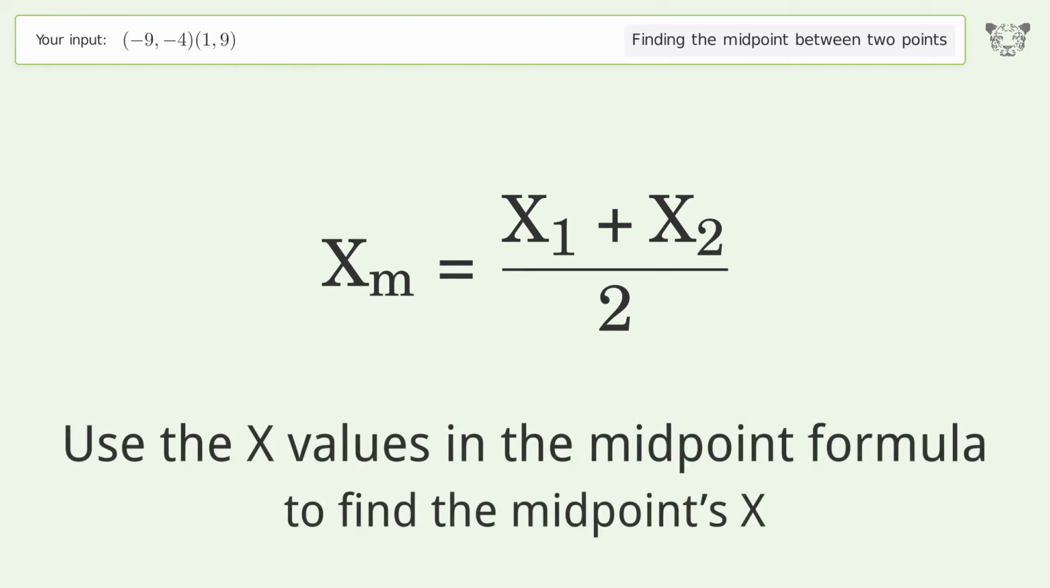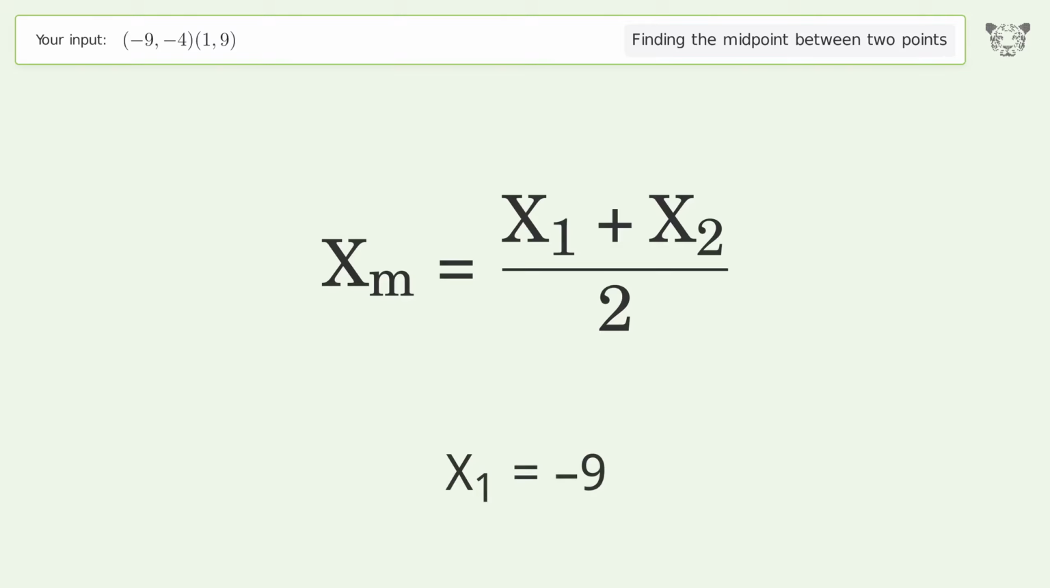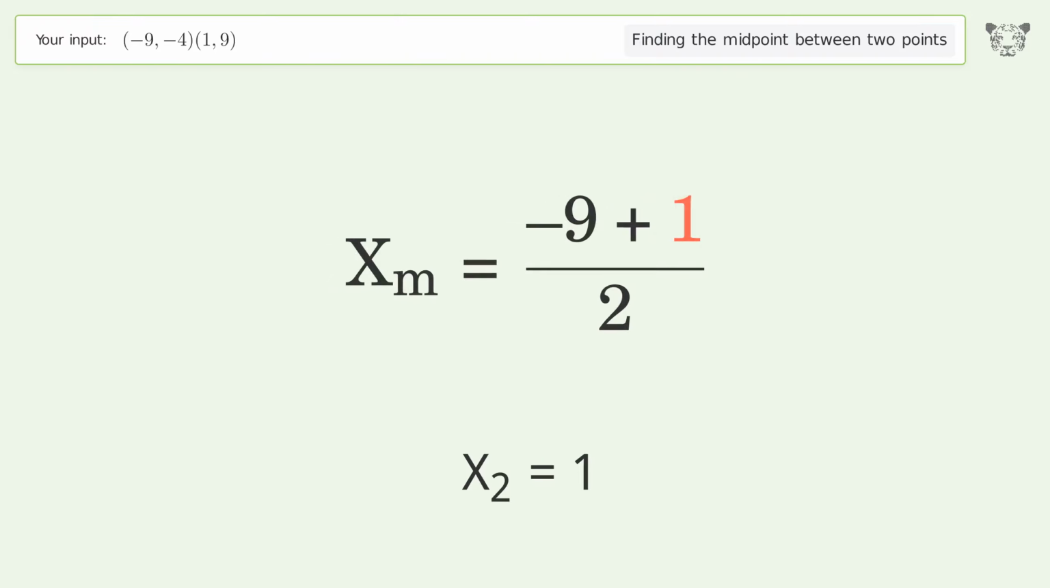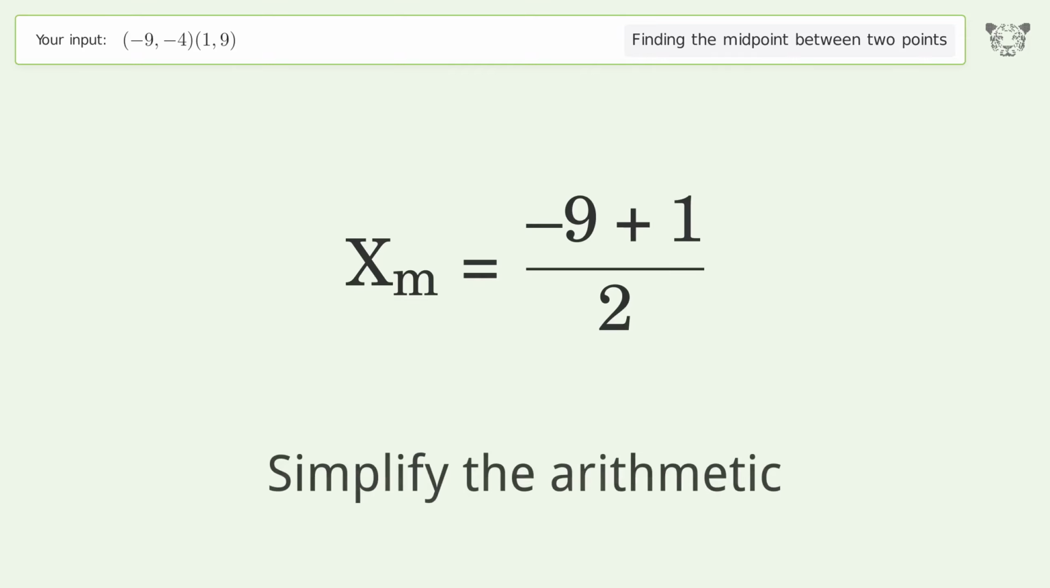Use the x values in the midpoint formula to find the midpoint's x. x1 equals -9. x2 equals 1. Simplify the arithmetic.